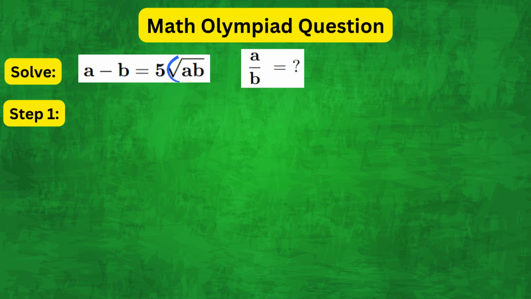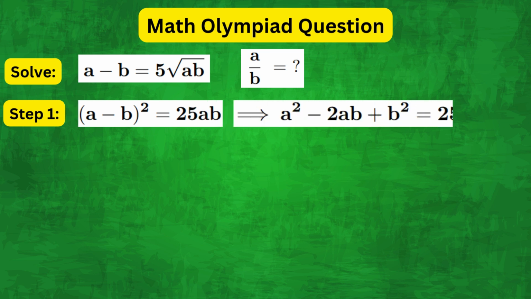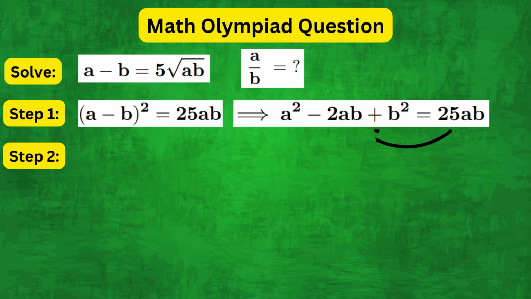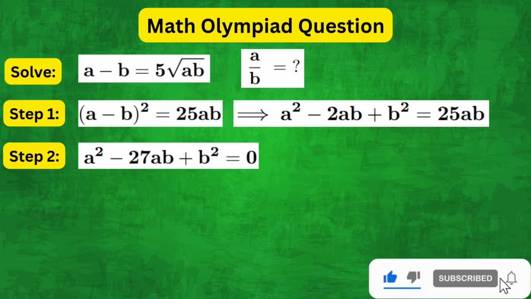So to do that, we square both sides of the equation and we get (a minus b) whole squared equals 25ab. Then we expand the left hand side and we get a squared minus 2ab plus b squared, which is of course equal to 25ab. And we move the 25ab across to the left hand side and we get the equation a squared minus 27ab plus b squared equals 0.